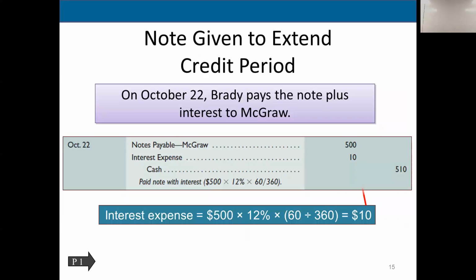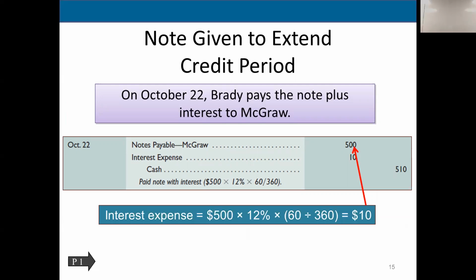Now, on October 22nd, Brady's going to pay the note plus interest. So now we're carrying a notes payable for $500. But how much cash we received? $510, which is going to reflect the $500 plus $10 in interest. Everyone see how they calculated the interest? All right, again, they used that banker's rule. Remember, dividing by 360.